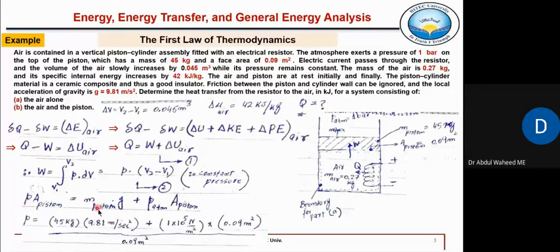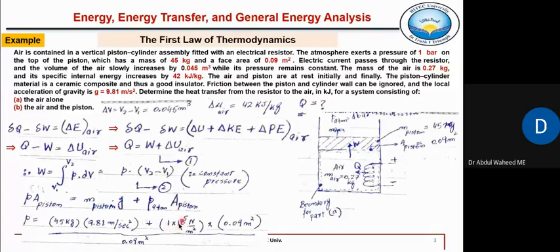So just put values. Mass of piston, G, atmospheric pressure. Now you have to be careful about the units. That is kilograms. This is meter per second square. So it is newtons, right? This M into G is newtons. So this should be newtons also. So atmospheric pressure is given in bars, 1 bar.